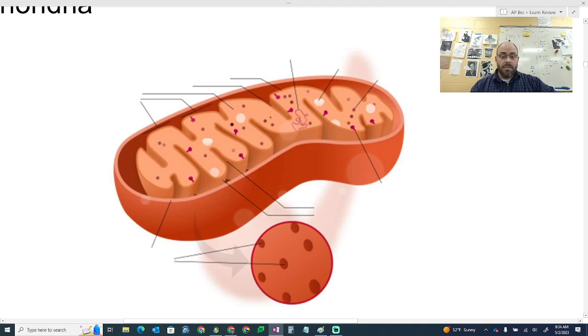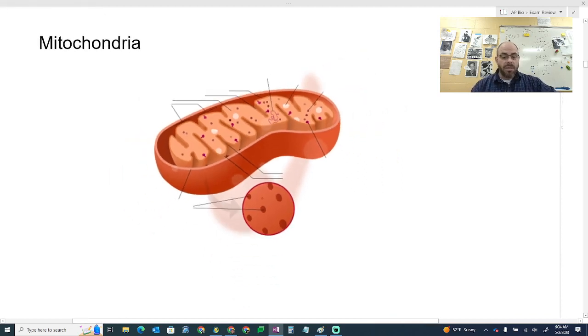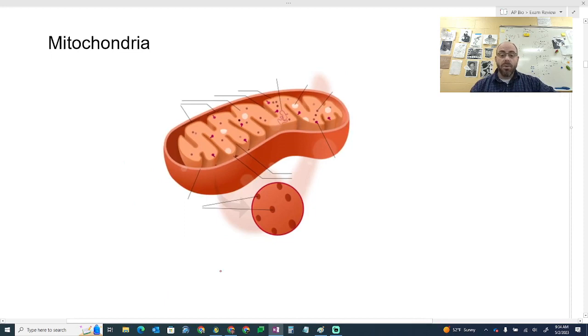You can also see here that these little dots represent ribosomes. This little curled up thing, that's DNA. Mitochondria has its own ribosomes and its own DNA, probably pointing to the fact that they were at one point their own organism. So we're going to talk about that momentarily as well.